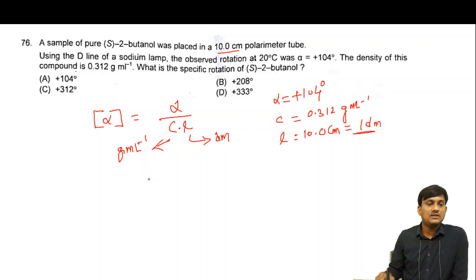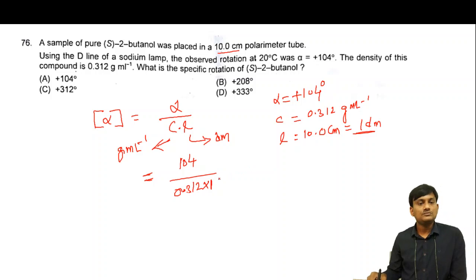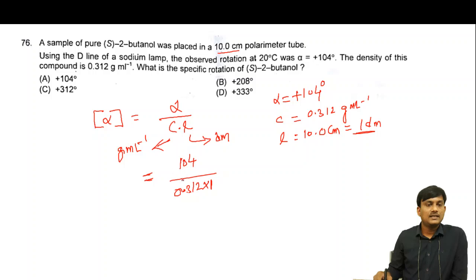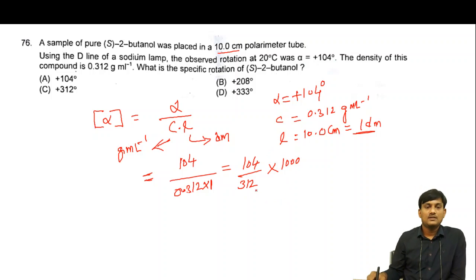When you substitute these values, alpha is 104 divided by 0.312 into 1. So what is the value you will get? It will be 104 divided by 312 into 1000 you can write. When you simplify this equation, you will get plus 333 degrees. So D is the correct option.